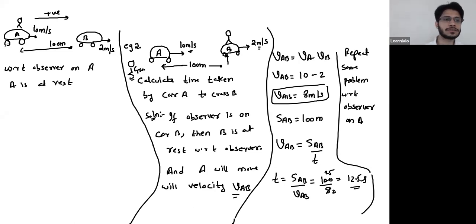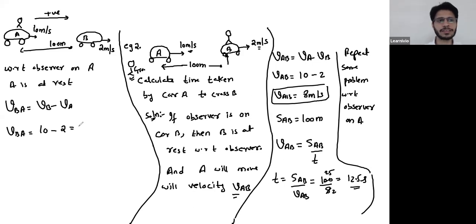So this problem, first solve it mathematically, then we'll see how physically you can conclude it. Let's put an observer on it. What will you calculate, VAB or VBA? VBA. So that will be VB minus VA. Here both are acting in the right hand side direction, so both are positive. Let's say VB is positive, it's 10. VA is again positive, it's 2. So that's 8 meter per second. That's VBA, which is 8 meter per second.